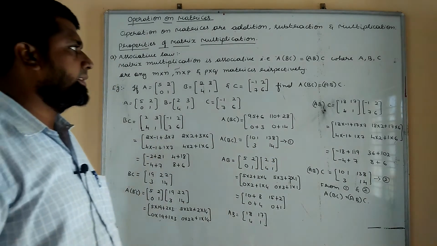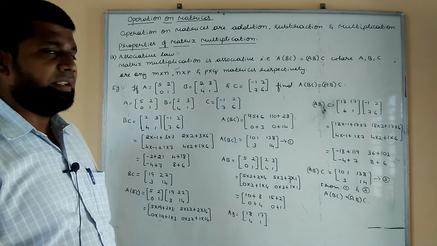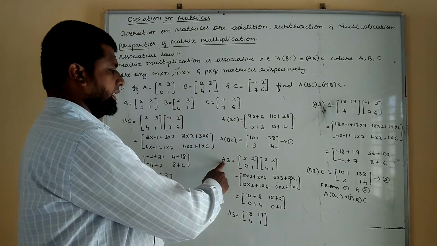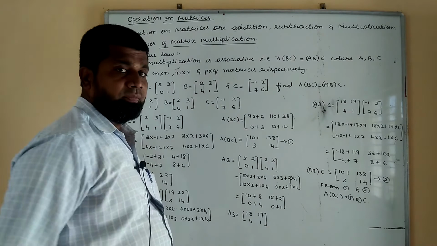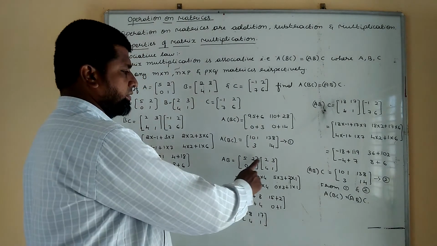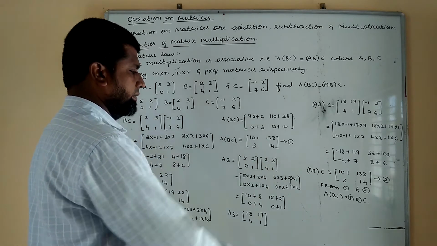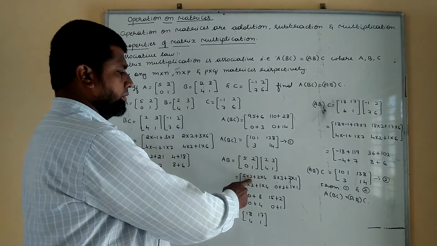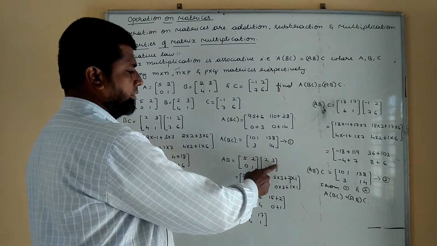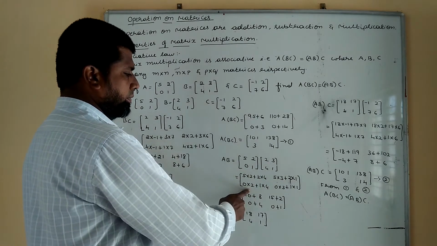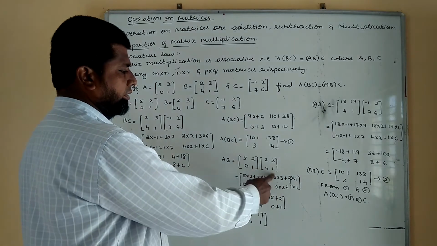So let us solve the next, A of BC. In this, let us find the AB first. Let us take the matrices A and B. A is 5 2 0 1, B is 2 3 4 1. Same procedure, we have to multiply first row, first column, first row, second column, second row, first column, second row, second column. So 5 into 2 plus 2 into 4, 5 into 3 plus 2 into 1, 0 into 2 plus 1 into 4, 0 into 3 plus 1 into 1.